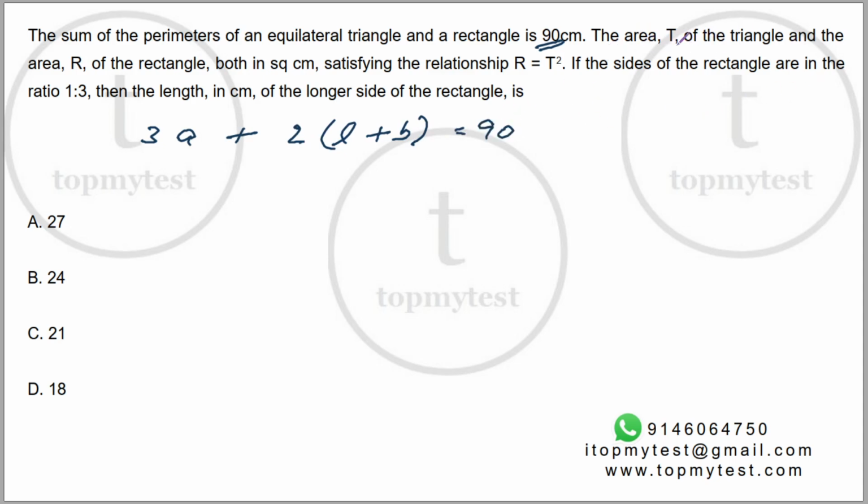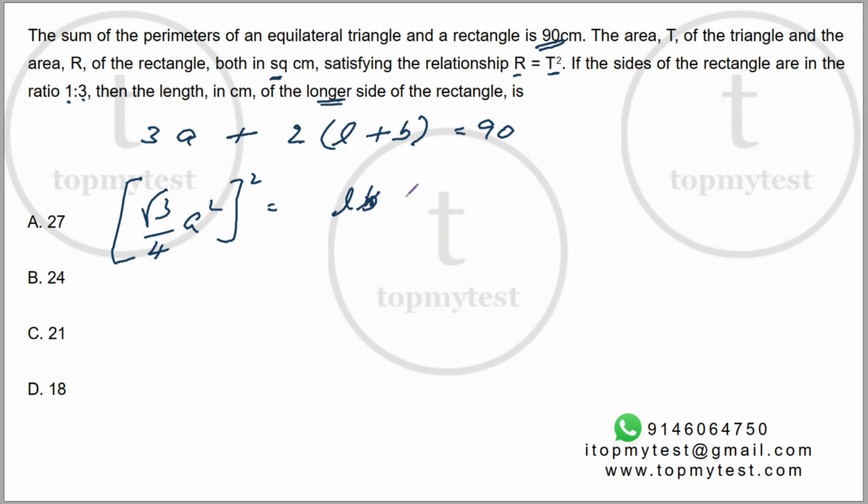Okay. The area T of the triangle and area R of the rectangle, both in square centimeters, satisfy the relation R is equal to T square. So area of the rectangle is square of the area of the triangle. So root 3 by 4 A square, whole square, should be equal to R, which is L into B. Okay. If the sides of the rectangle are in the ratio 1:3, then the length in centimeters of the longer side, I need to find the longer side.